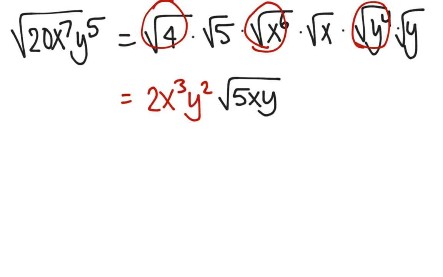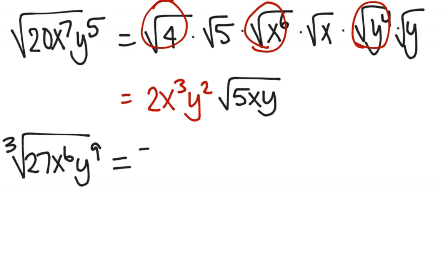Same idea works when we are talking about cube roots. I have the cube root of 27, x to the 6th, y to the 9th. Cube root of 27 is 3. I can divide the power of 6 by 3 to get x squared. Power of 9 divided by 3 gives me 3, and we get 3x squared y to the 3rd.